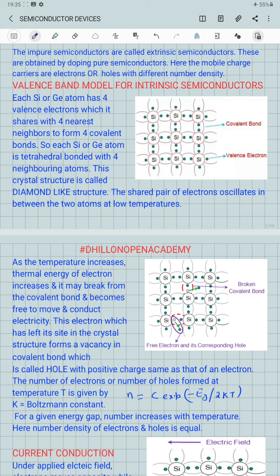Now for a pure semiconductor, whenever an electron leaves its site in the covalent bond, a hole is formed. That is, the number of electrons and the number of holes formed at any given temperature T due to the breakage of a covalent bond are always equal in number. So the number density of free electrons and the number density of holes inside a pure semiconductor is always equal.